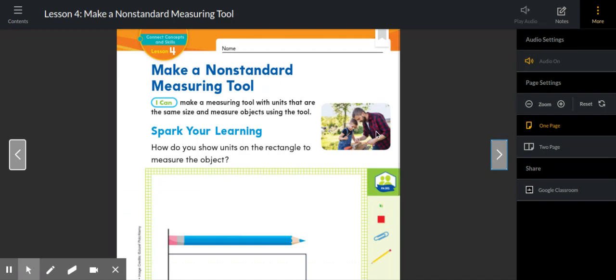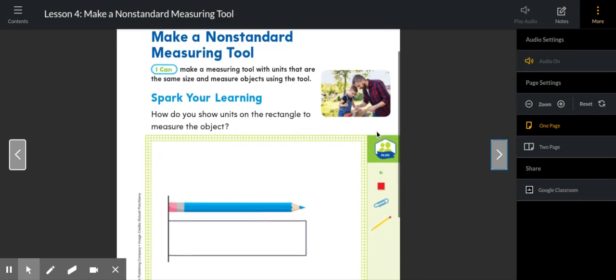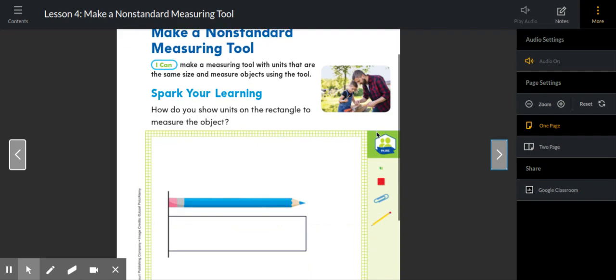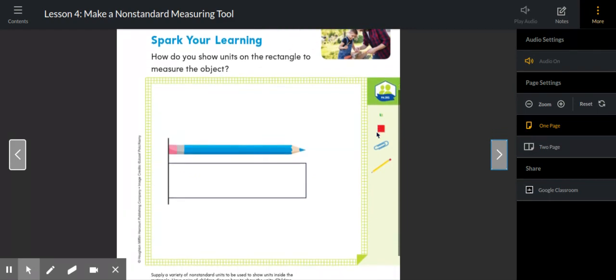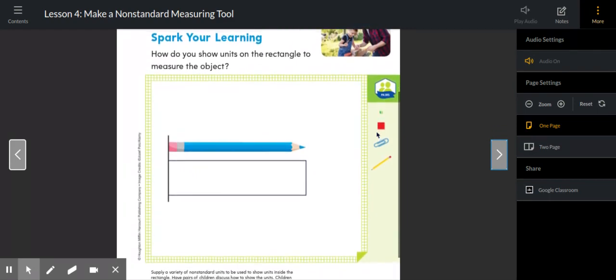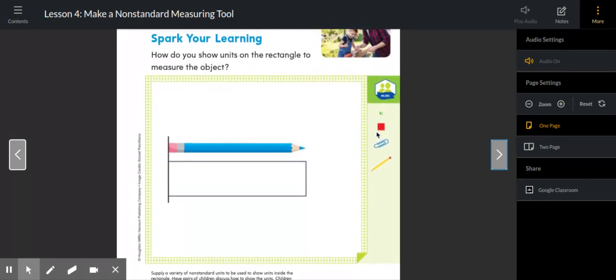And in lesson 4, you're going to make a non-standard measuring tool. I can make a measuring tool with units that are the same size and measure objects using that tool. How do you show units of a rectangle? Actually, we're going to skip that page. In the directions I said to skip this page, and we're going to move on to the next page.